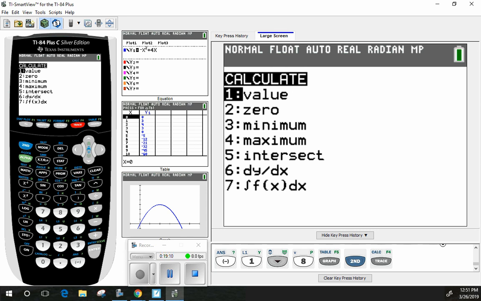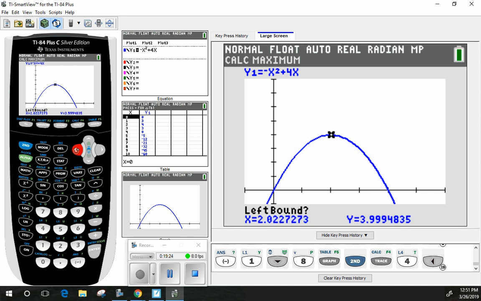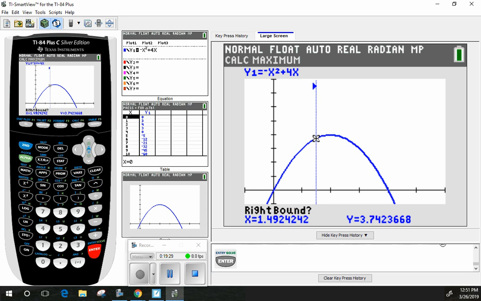So there it is. This time, instead of calculating the zeros, we're calculating the maximum. So we're going to choose the fourth choice. And then the rest of this, guys, is very much like what we did. We need to give it a left boundary, so I need to get a little bit to the left of that vertex. Make a boundary there. And then I'll get a little bit to the right of the vertex. Make sure the vertex is in between the boundaries. And then I'll hit enter one more time. Make sure that says maximum.